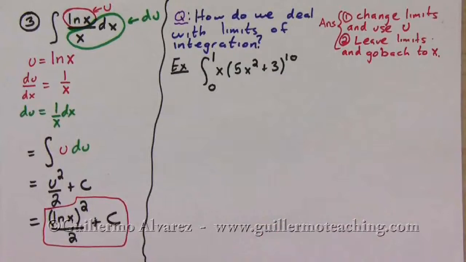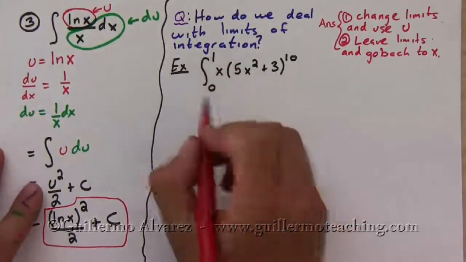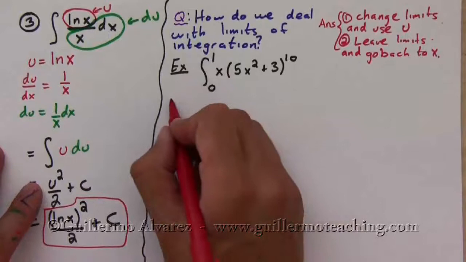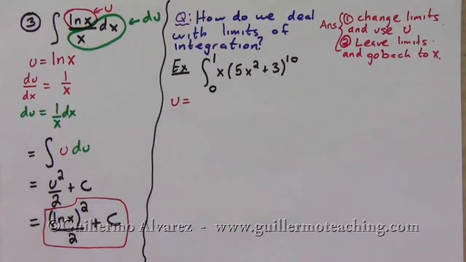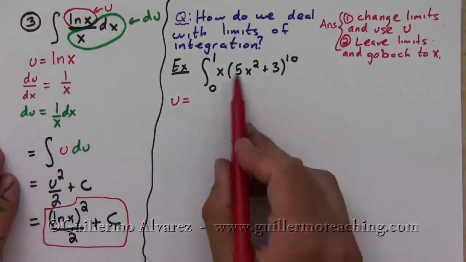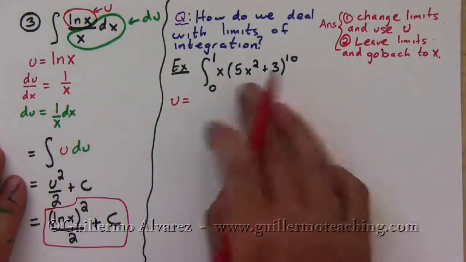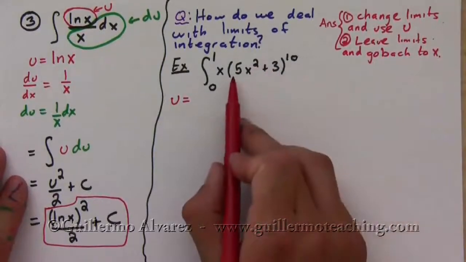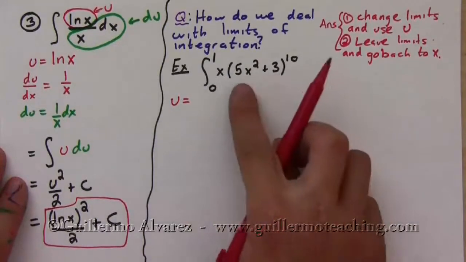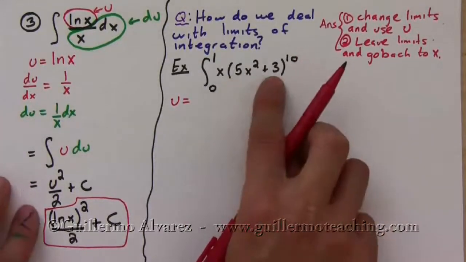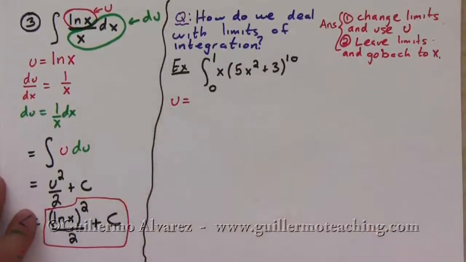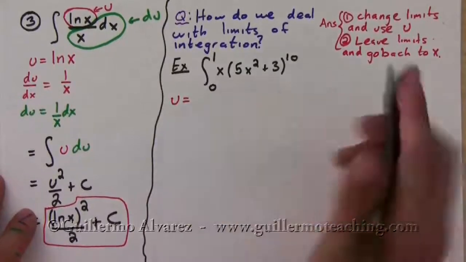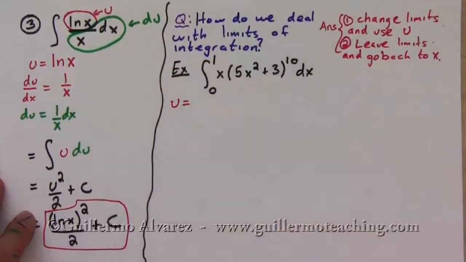But the picking of the u is the same no matter what. So here we're going to pick u to be, almost always it's going to be the inside function. Now notice that here the inside is 5x squared plus 3, and remember that what you want to do is check to see if the derivative of that is also inside of the integral without taking into account the constant. Here I forgot to put dx, sorry.